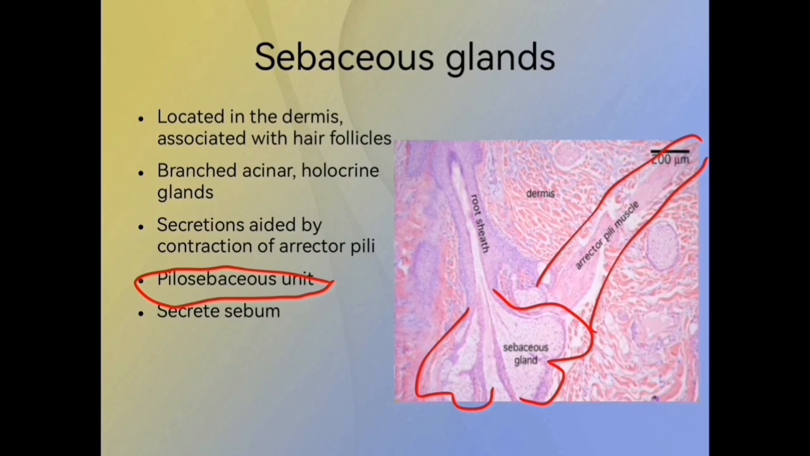The sebaceous glands secrete sebum, which maintains the stratum corneum and the hair shafts, and the secretions from sebaceous glands increase at puberty under the influence of sexual hormones. This sebum also has some antifungal and antibacterial effects on the skin surface.